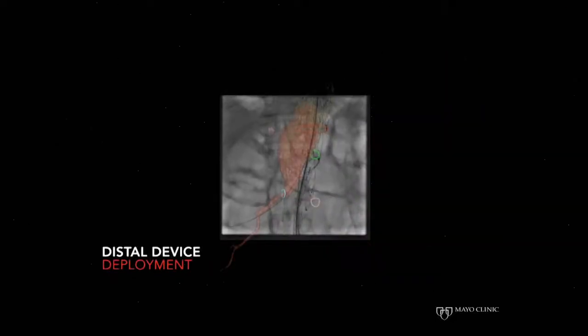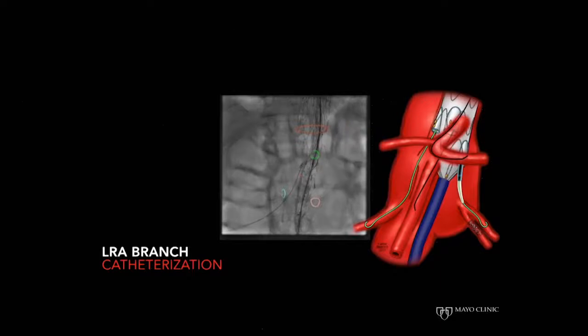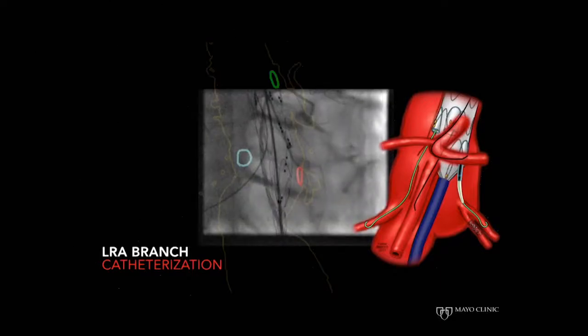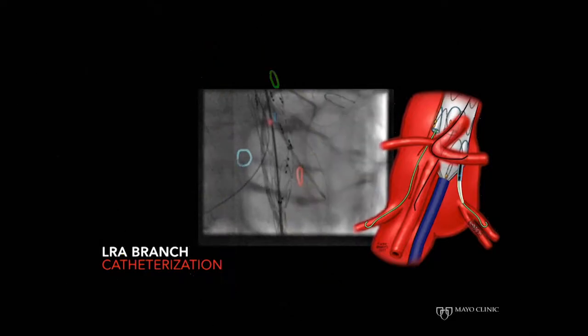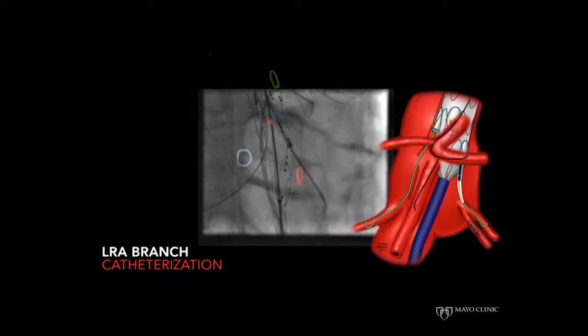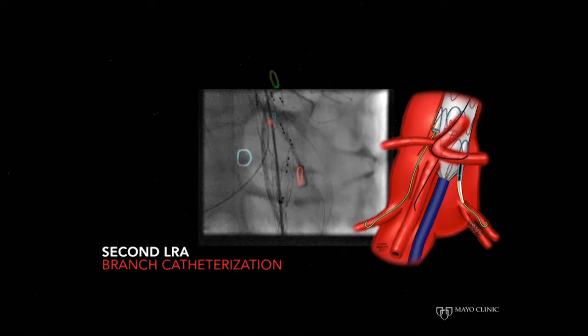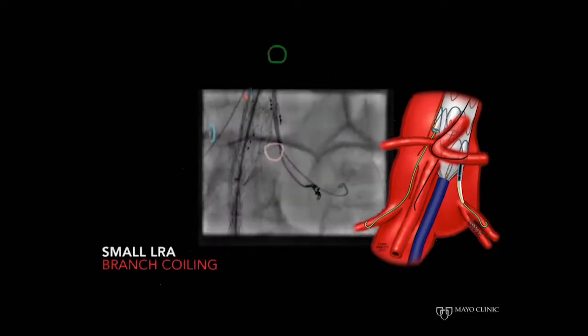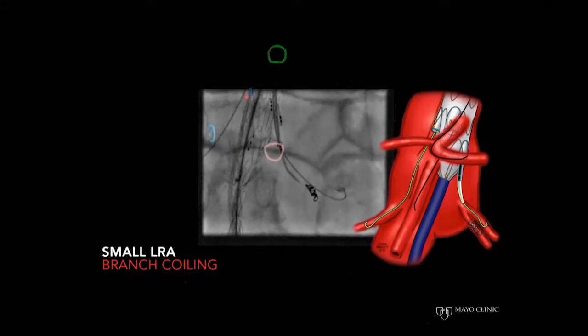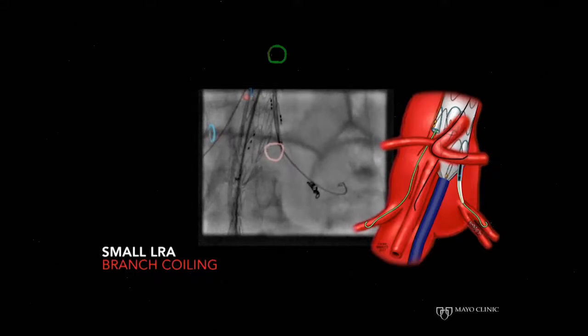Finally, the distal part of the device was then unsheathed, and now we selectively catheterized the left renal artery, remembering that in this case the patient had a smaller distal branch and a larger upper lobe branch. We then selectively catheterized both branches, first the distal one, and now with a buddy catheter the upper branch. Because we were not able to land the target stent within the main trunk of the renal artery, we actually embolized a smaller branch to avoid a type 2 endoleak.